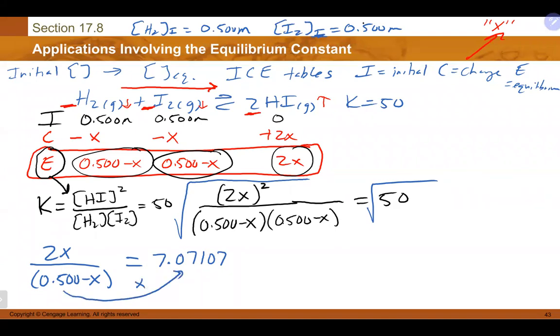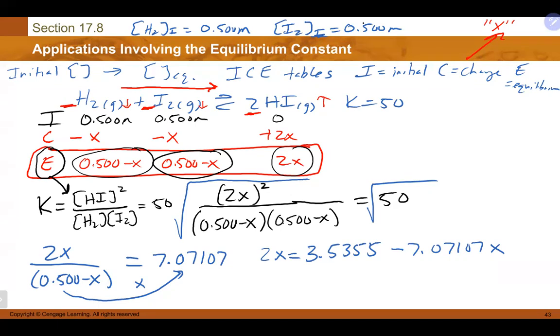At this point, what we're going to do is take the bottom guy here and multiply it to the other side. So we're going to move that whole thing over to the other side. That's going to give us 2X is equal to 0.5, which gives us 3.5355, and that will then be minus 7.07107X. So basically, I'm just going to factor that 7.07 into each of the things in the parentheses.